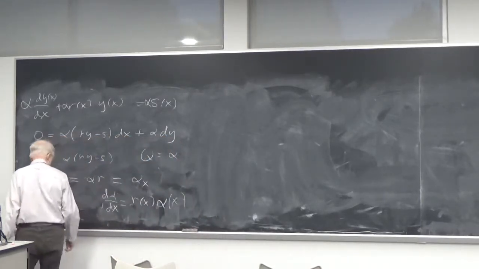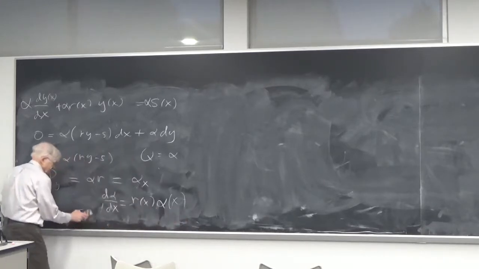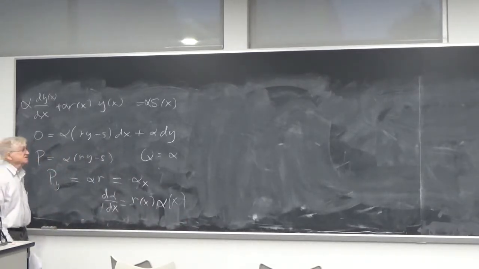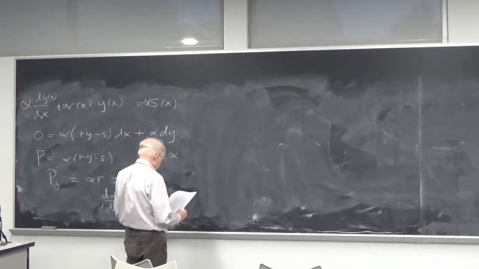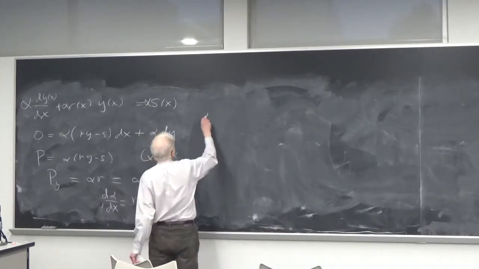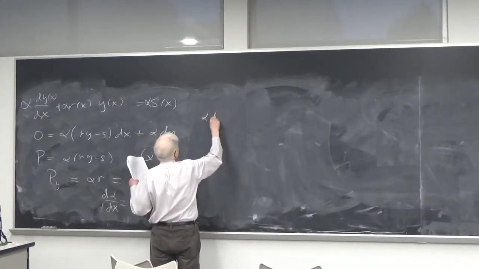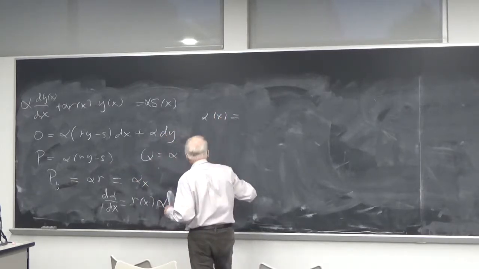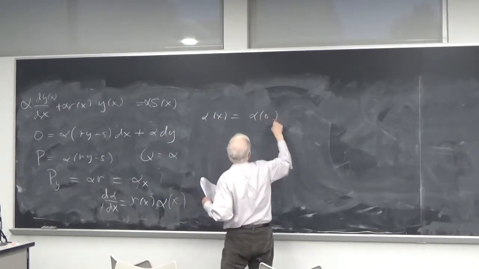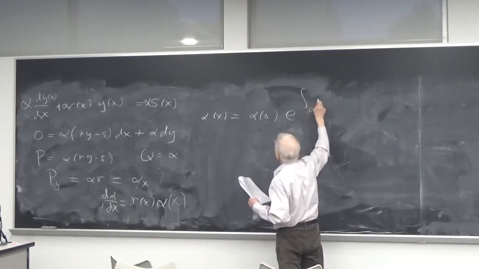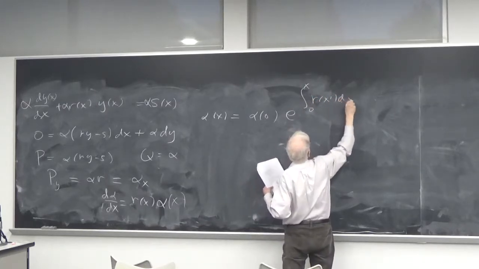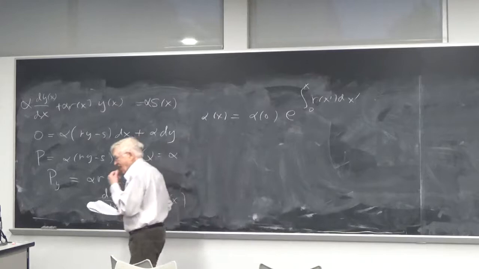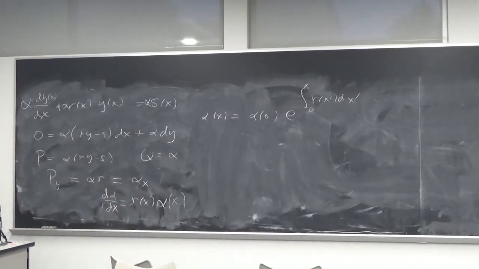And that's one of those equations that we like to solve because it's just our favorite thing. It's an exponential. So the solution is alpha of x is some alpha of 0 e to the integral 0 to x of r of x prime dx prime. Now I did that one in my head rather than following the notes.